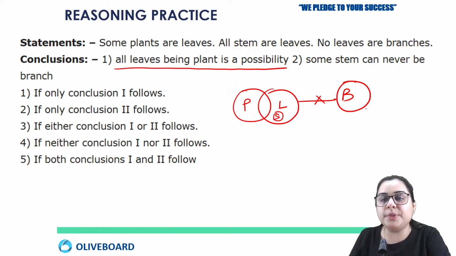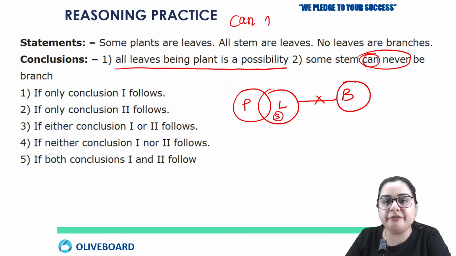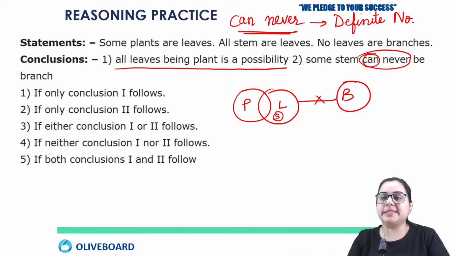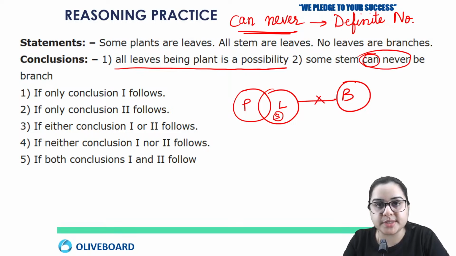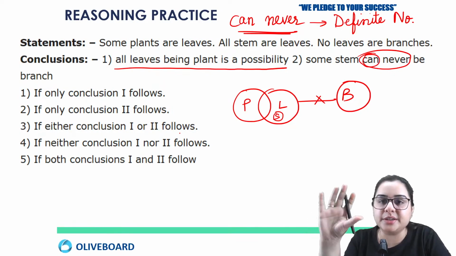Now the first conclusion is "all leaves being plants is a possibility", and the other one is "some stem can never be branch". So according to you, which one is correct? Students, here it is not "can", here it is "can never". I'd like to tell you one more thing: if with the word "can" you have "never", it doesn't remain a possibility, it becomes a definite no. If you have just "can" or "may", that means possibility. But if he says "can never", that is not a possibility, that is a certain no. I hope that is clear also, because I'm trying to cover all the confusions in every question.